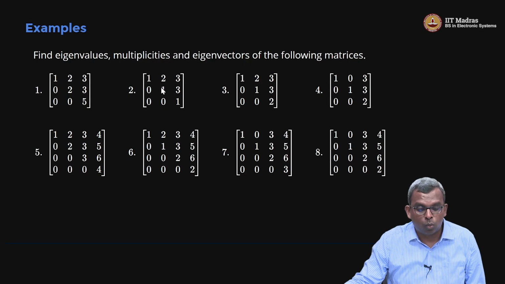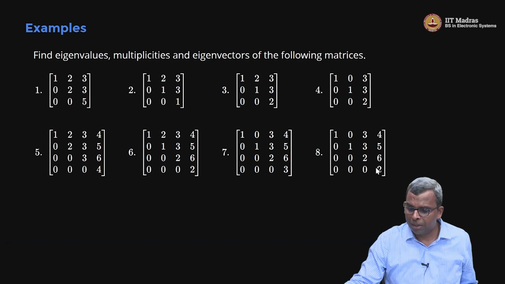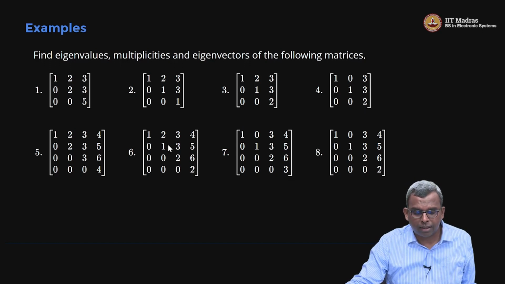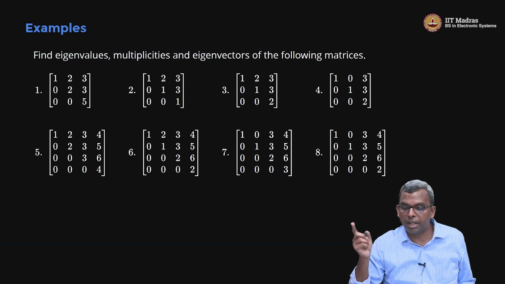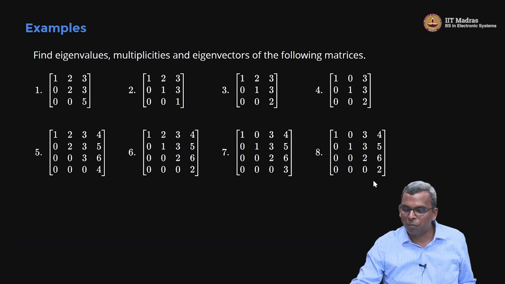Here it is 1 with multiplicity 3. Maybe I will pick one example from here and one example from there. I will urge you to work each of these things. You will get interesting little answers. Maybe I will do this 8th example, just to get you a sense of how this works, to show you the relationship between algebraic multiplicity and geometric multiplicity.